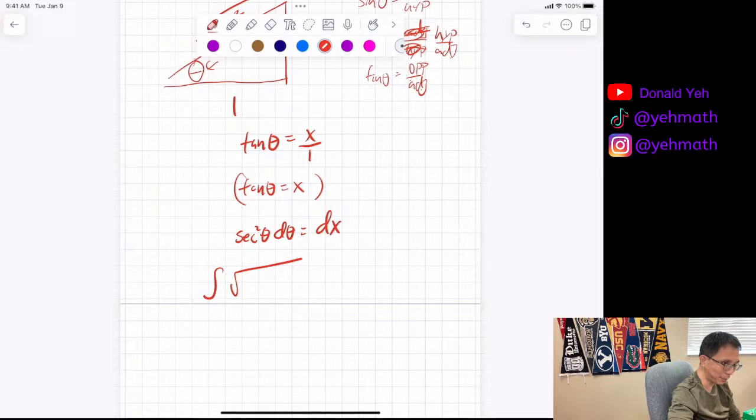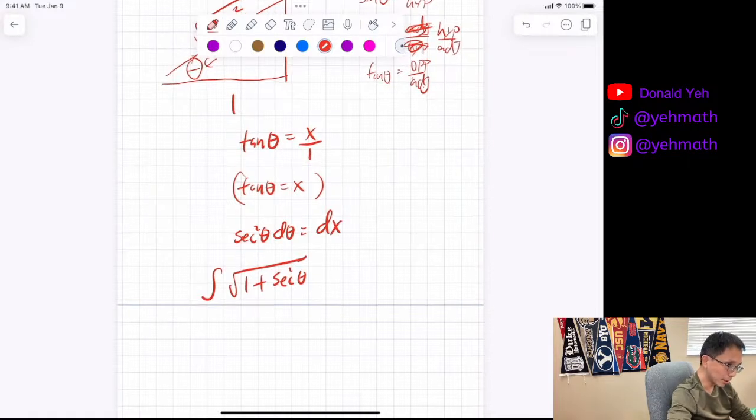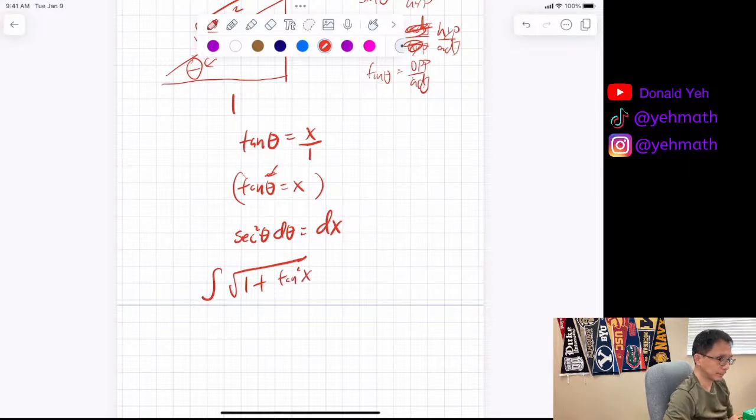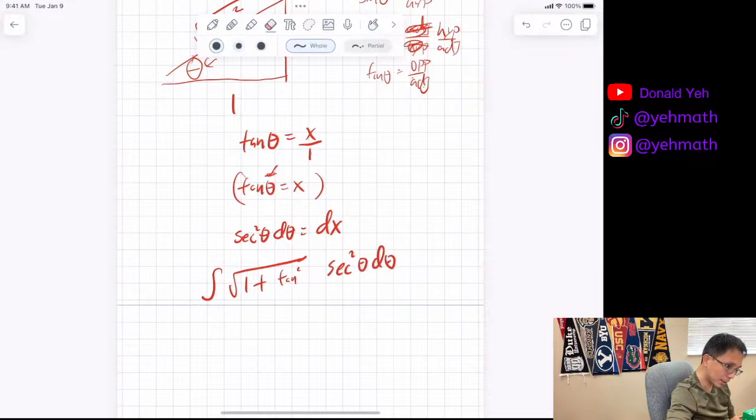So square root of 1 plus, instead of x, what can we replace? Tangent is x, right? So x is equal to tangent of theta, so it'll be tangent squared theta, right? And then the secant squared theta d theta is on the outside. Don't forget that, because you convert dx.